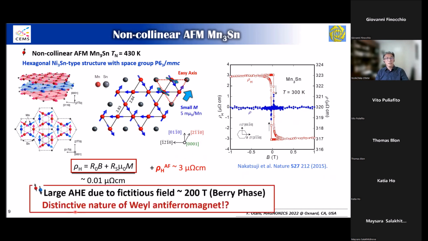They found a large anomalous Hall effect, which is due to a fictitious field of 200 Tesla, originating from the Berry phase, which acts on the moving conduction electrons. This is the distinctive nature of a Weyl antiferromagnet. In fact, this material can be classified as a Weyl antiferromagnet.